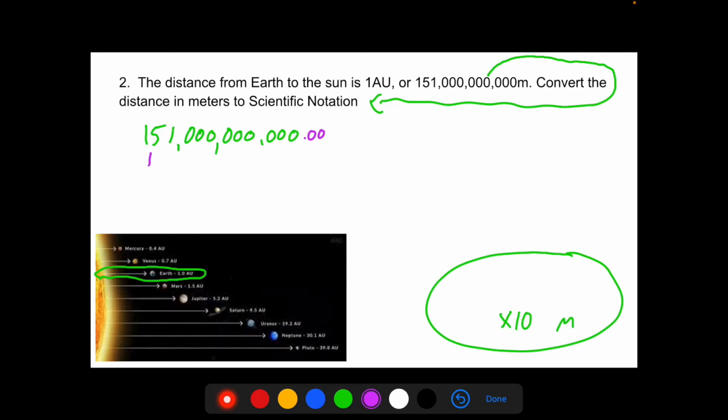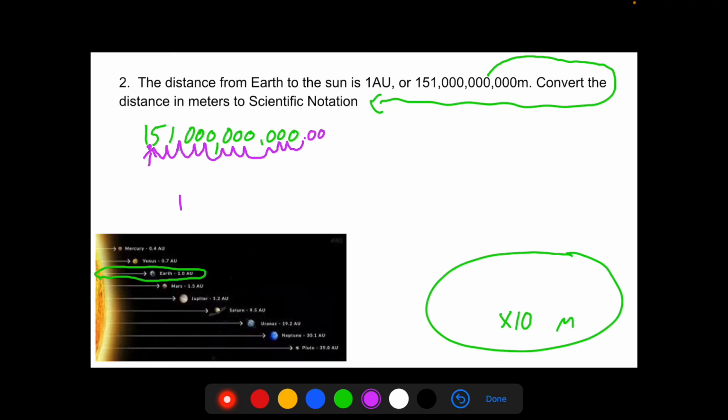We want it between the first two numbers, meaning that in scientific notation, I only want to have one number to the left and then my other numbers to the right of the decimal place. So just one number beyond the decimal place. So all I have to do is think, how many times am I going to move it to the left? My decimal place started here, so all I have to do is count. 1, 2, 3, 4, 5, 6, 7, 8, 9, 10, 11.